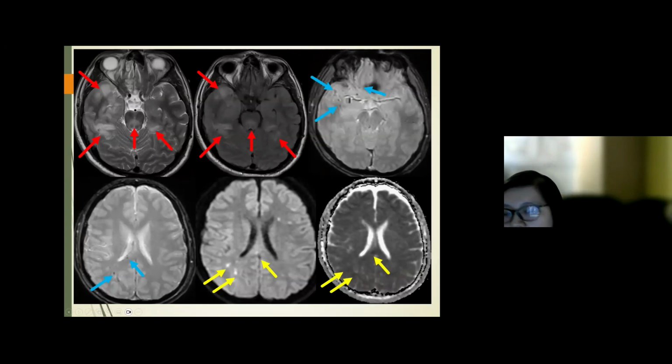In this green GRE sequence, we can see that there is a blooming artifact in the right temporal, frontal, and right parietal regions and the corpus callosum. All these are at the gray-white matter junction. These lesions correspond to restricted diffusion on DWI and ADC. This is suggestive of petechial hemorrhages.